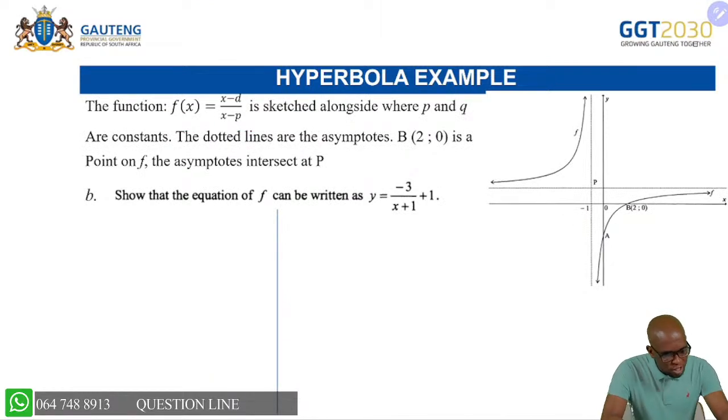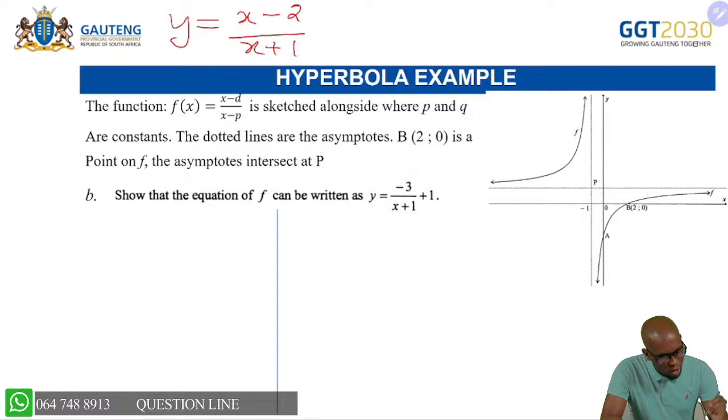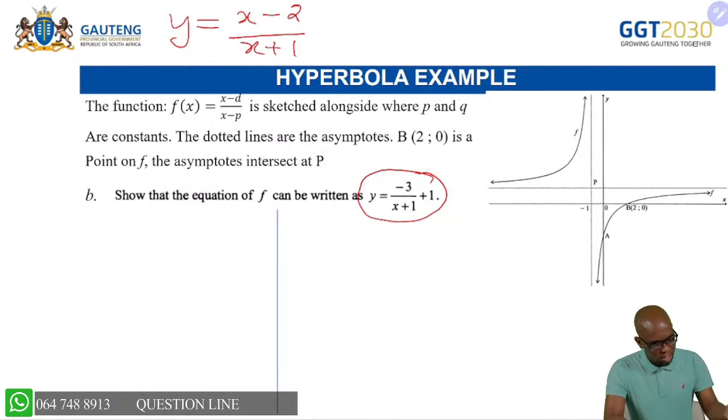Show that the equation can be written in that form. Now, if you check, we've worked out the value of d. So we have that this is x minus 2 over x plus 1. This is not in standard form, but they want us to write it in standard form. So you can do this using 2 or 3 different methods. I'll just show you 1 or 2 now, so that you can be able to know what to do.